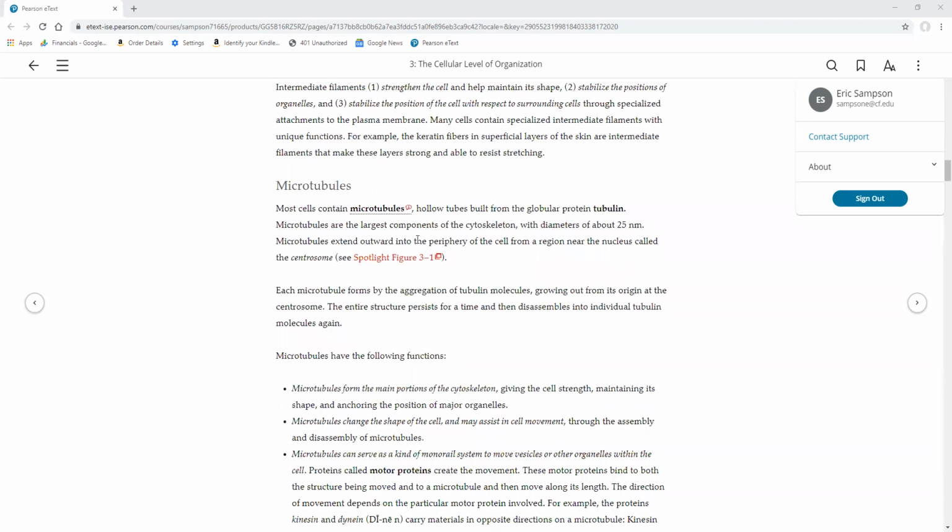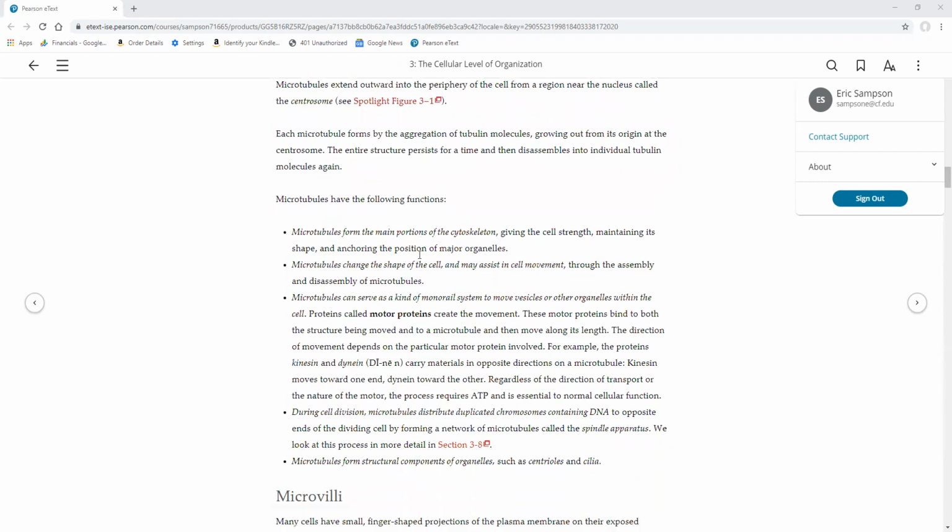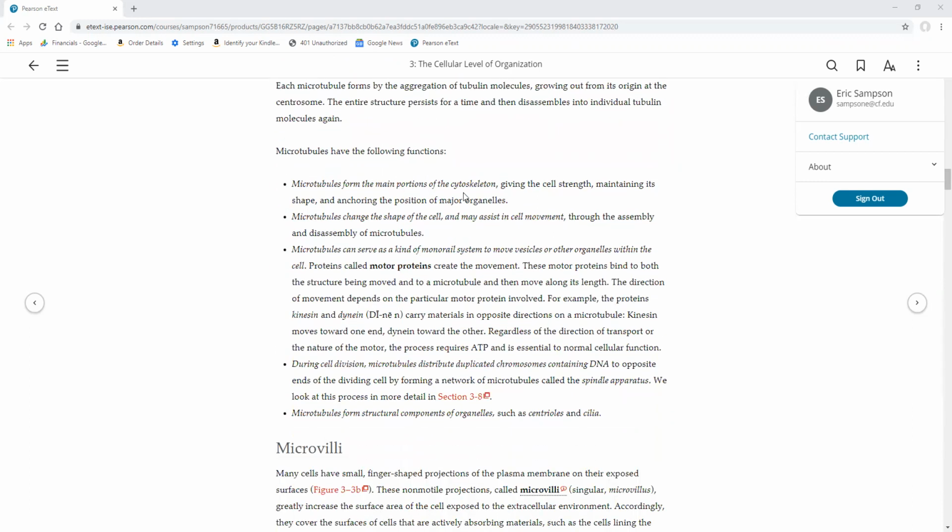Microtubules are made of a globular protein called tubulin. Microtubules are the largest component of the cytoskeleton. They extend outward into the periphery of the cell from the region near the nucleus called the centrosome. And again, microtubules have the following functions: maintain portions of the cytoskeleton, giving the cell strength. Microtubules change the shape of the cell and may assist in cell movement, and microtubules can serve as a kind of monorail system to move things, which is what I talked about, moving stuff from one side of the cell to the other.